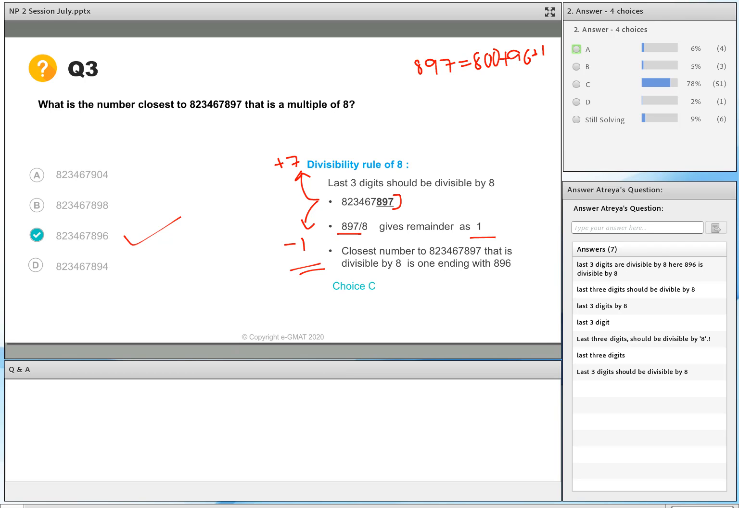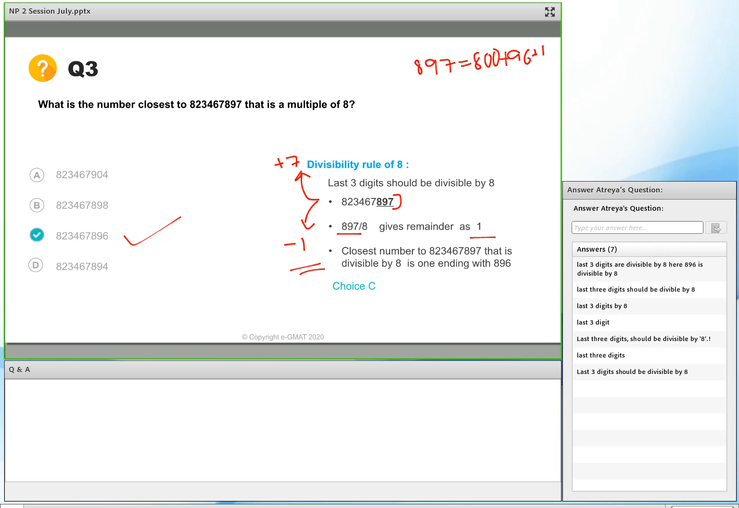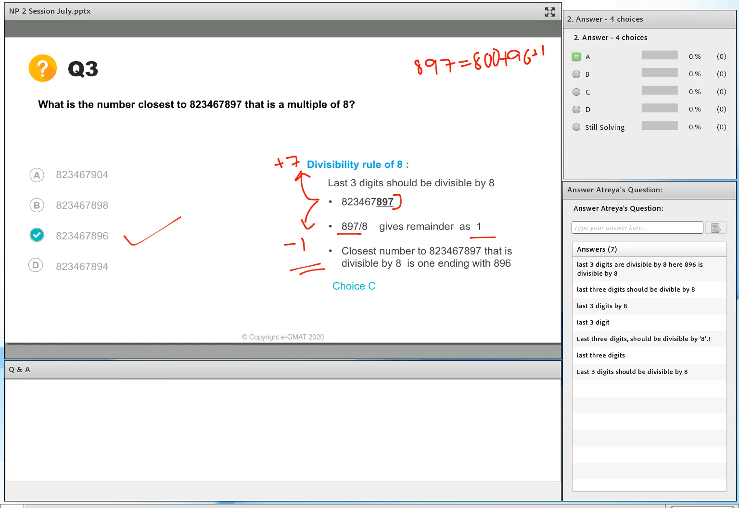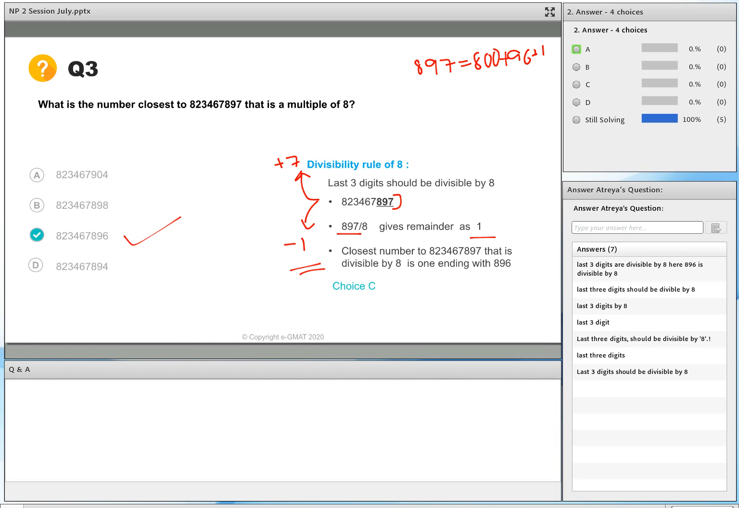So with that, we'll now move on to slightly difficult questions. Slightly difficult. Again, please understand that these are warm-up questions, right? So I'm going to open the poll, and kindly please mark as still solving over here.